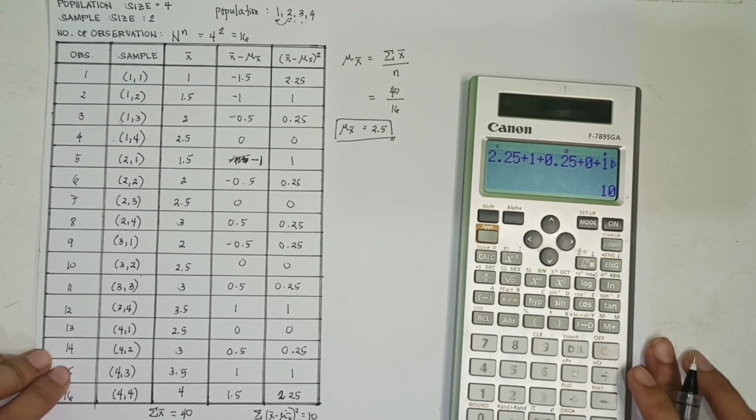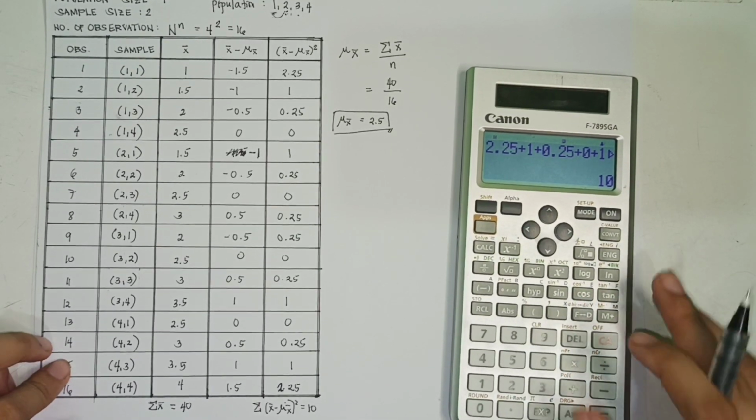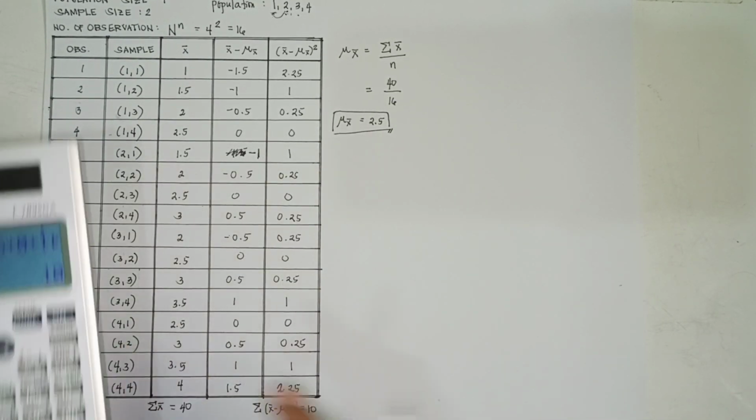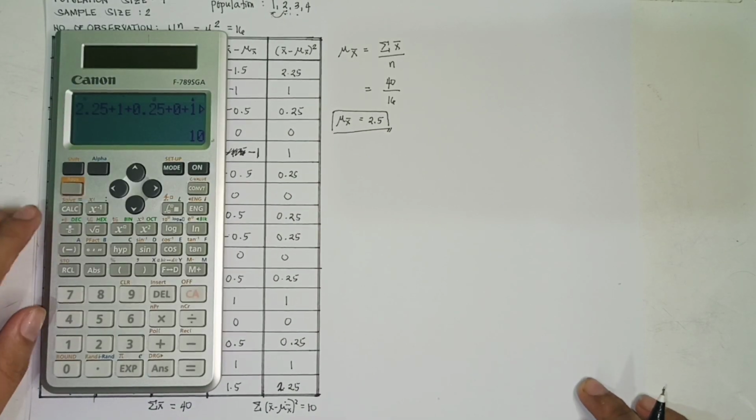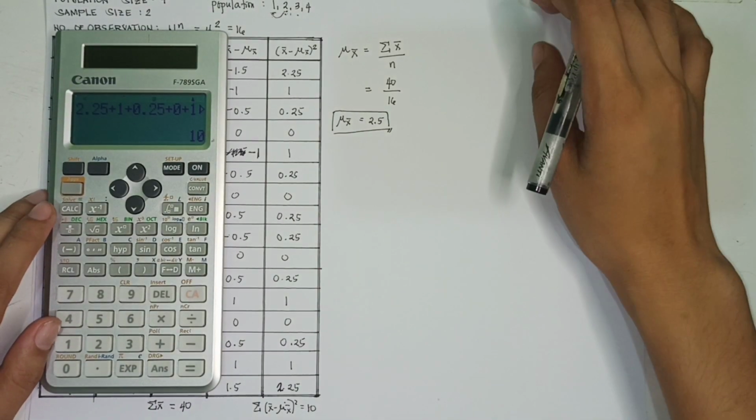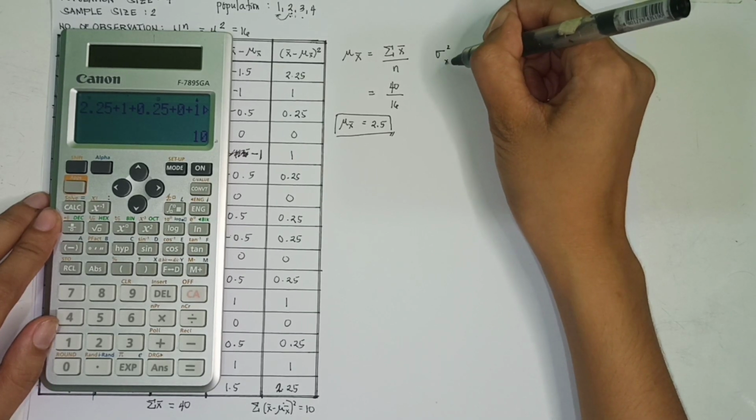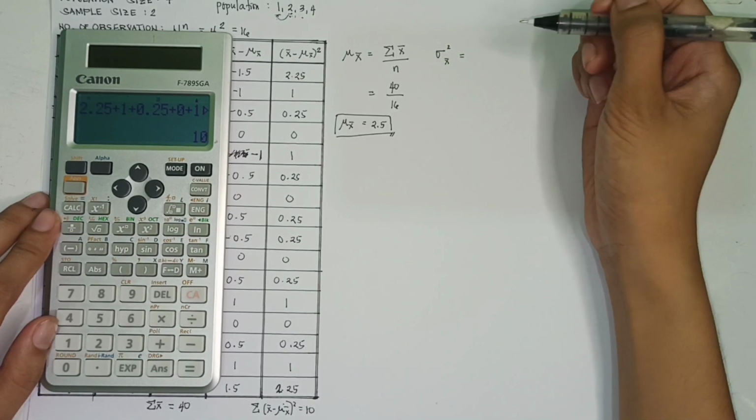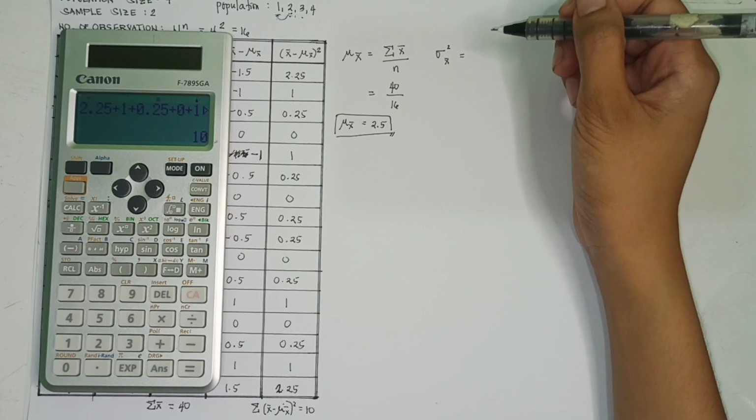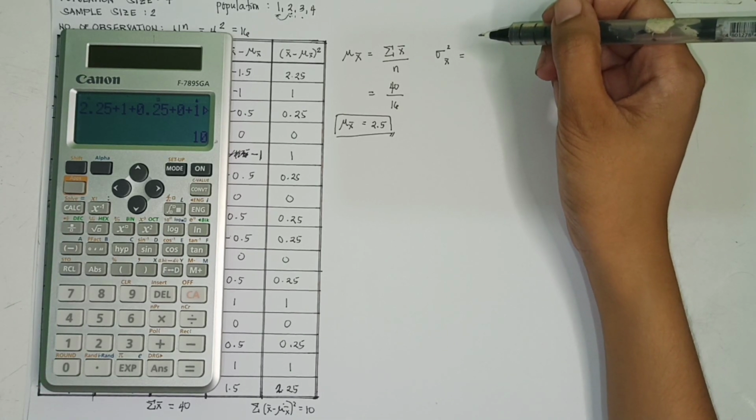So, add lang po lahat and the answer is equal to 10. Okay, so next is, makukuha na natin yung value ni sigma squared sub x bar, or yung ating variance of a sampling distribution of mean.